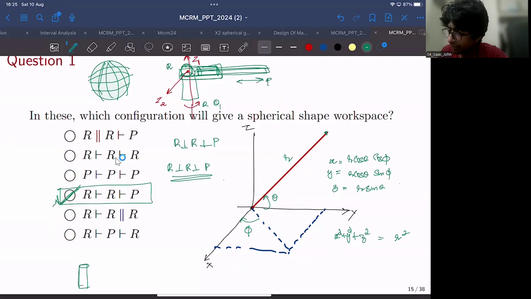So the first revolute joint, if I assume it to be like this, about this axis, this is Z1. And the second joint is a prismatic joint. It's a P joint like this. So we have one link like this. And if you draw a prismatic joint like this, what will you get? Let me see if I can draw this. A prismatic joint like this. Sorry.